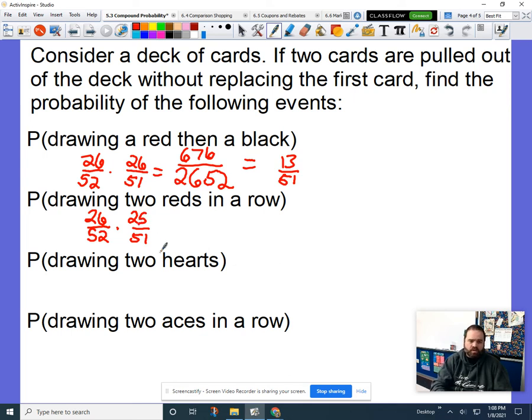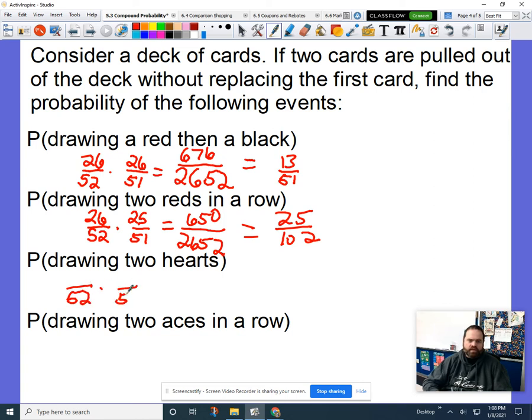I'm going to cheat again. 650 for my numerator. 2652 for my denominator again. That reduces to 25 out of 102. Hopefully the 52-51 thing here is making sense.